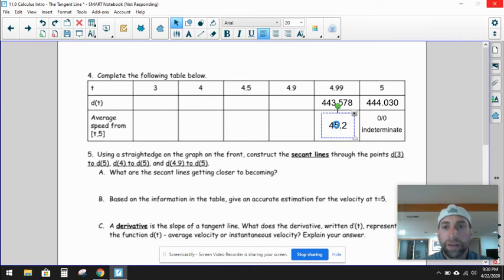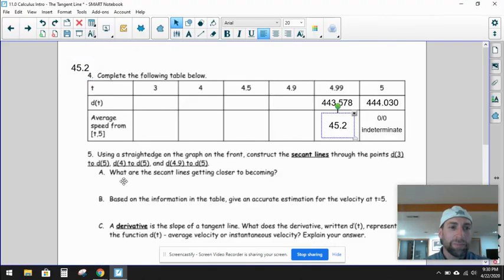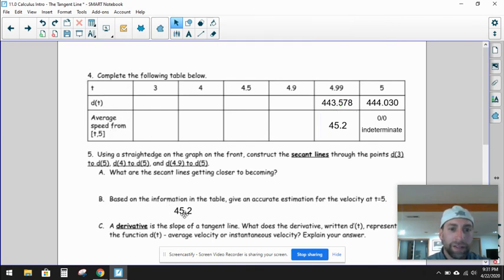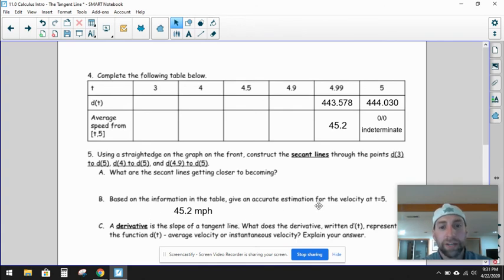Okay, so this 45.2, that is also going to be my answer for down here on part B. Okay, uh-oh, my smart notebook's locking up. No! All right. So anywho, that's going to be my answer for 5B down here. There, it unlocked for me. All right. And that would be in miles per hour, because that is the rate of change. Slope is a rate of change.